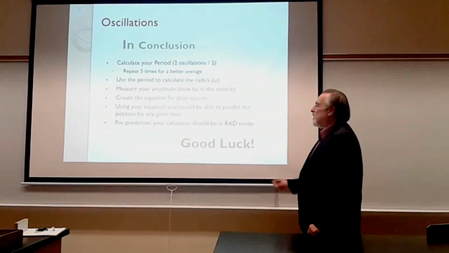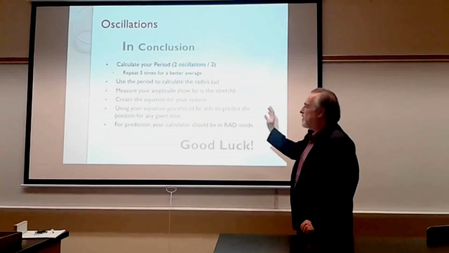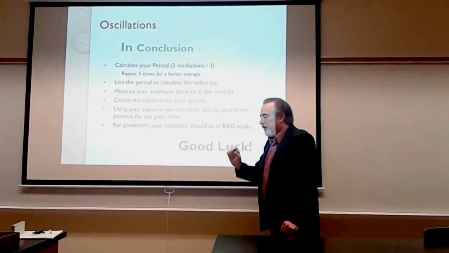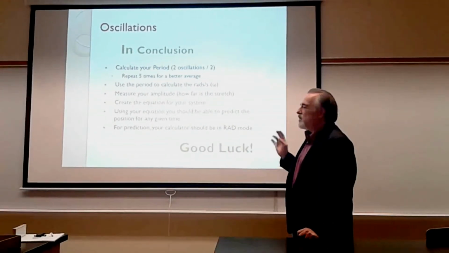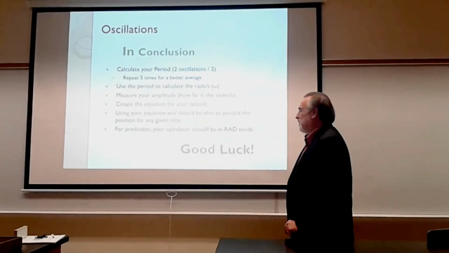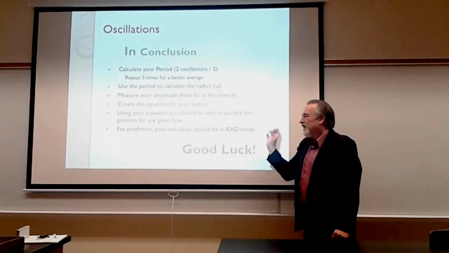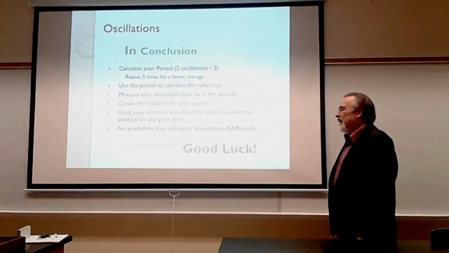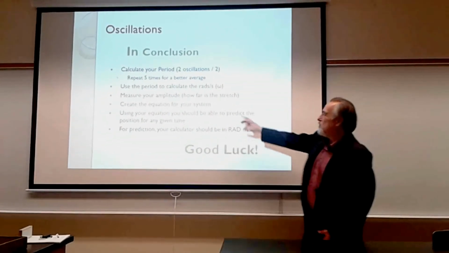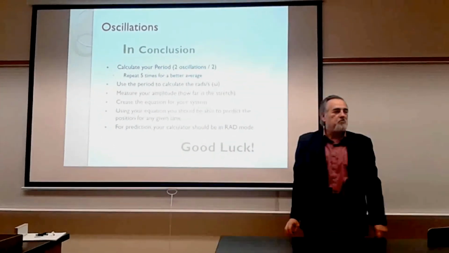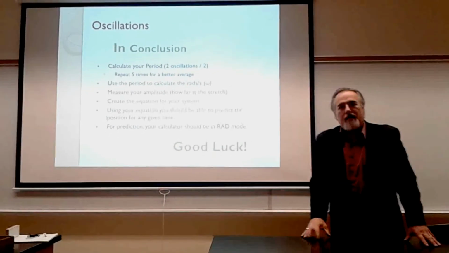So with that equation, you should be able to predict the position of the ring at any given time, again assuming no friction. For your prediction, of course, make sure you're in rad mode, because inside the cosine is rads per second, so you need to be in rad mode. So that's the lab that you'll be doing.